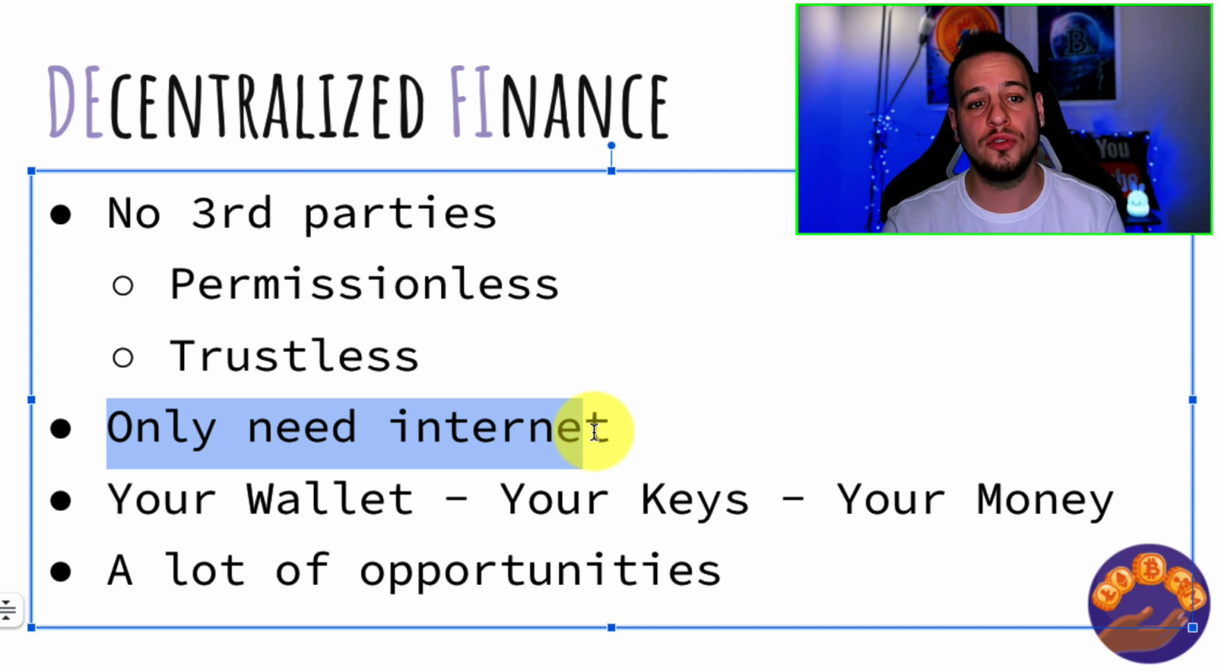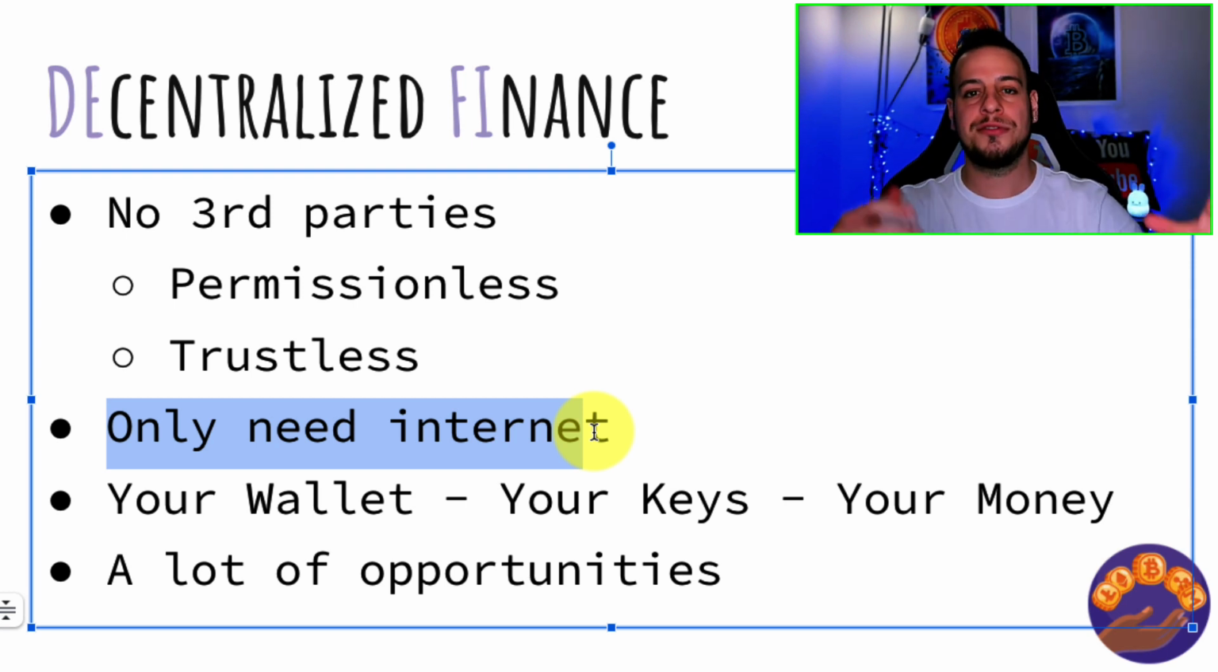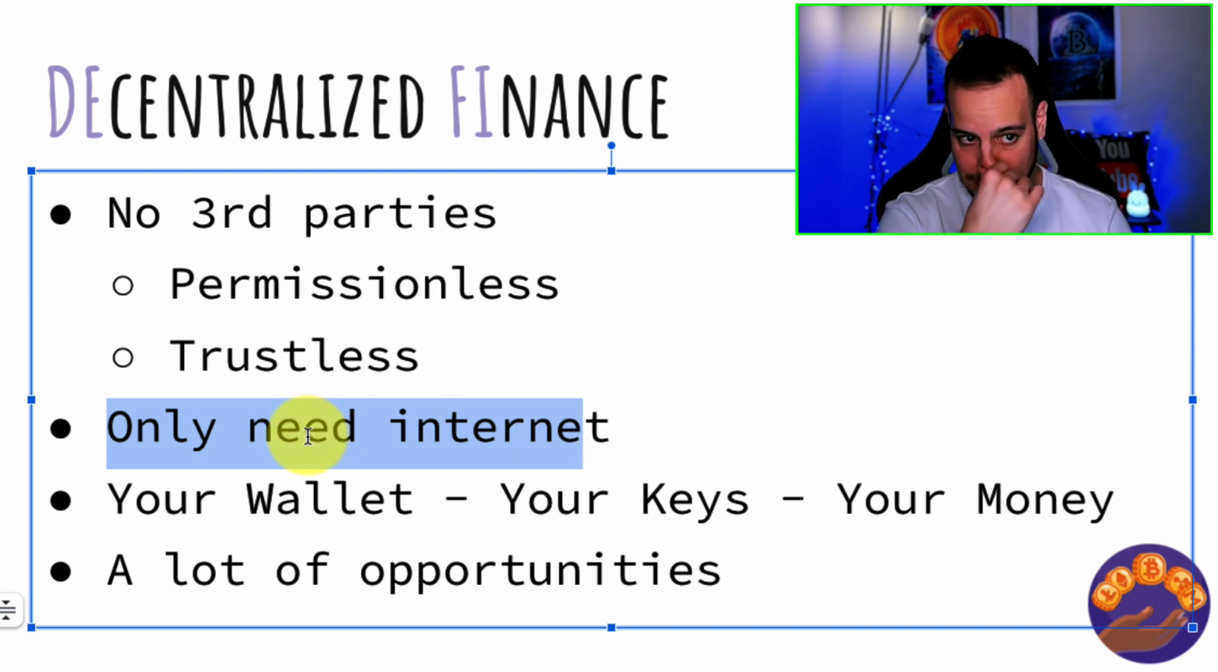You don't need to trust a bank or a country or a government or a brokerage agency that your funds are safe, because you're basically putting your money into smart contracts in an immutable code that runs on a blockchain, and you yourself have a wallet that interacts with these smart contracts.